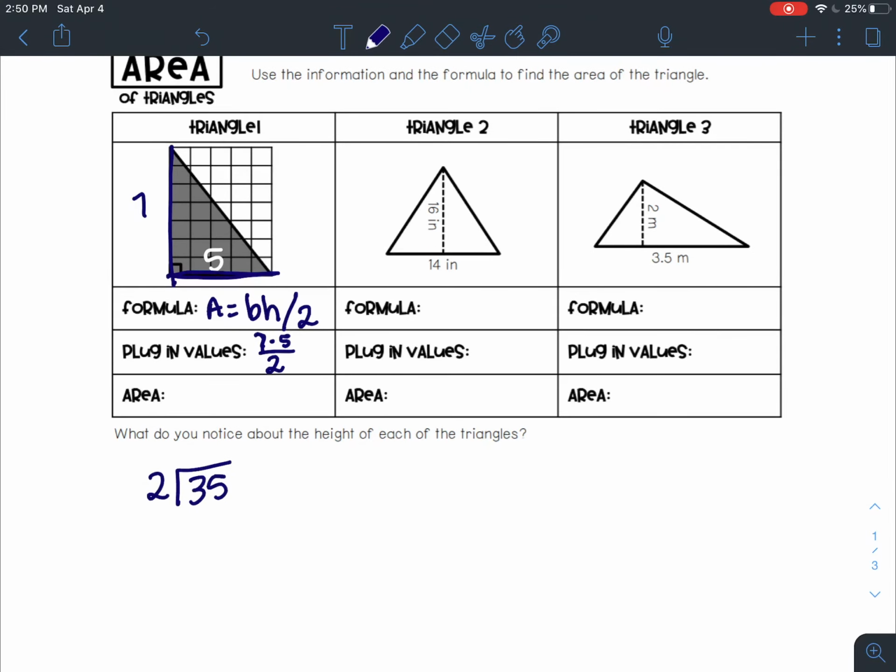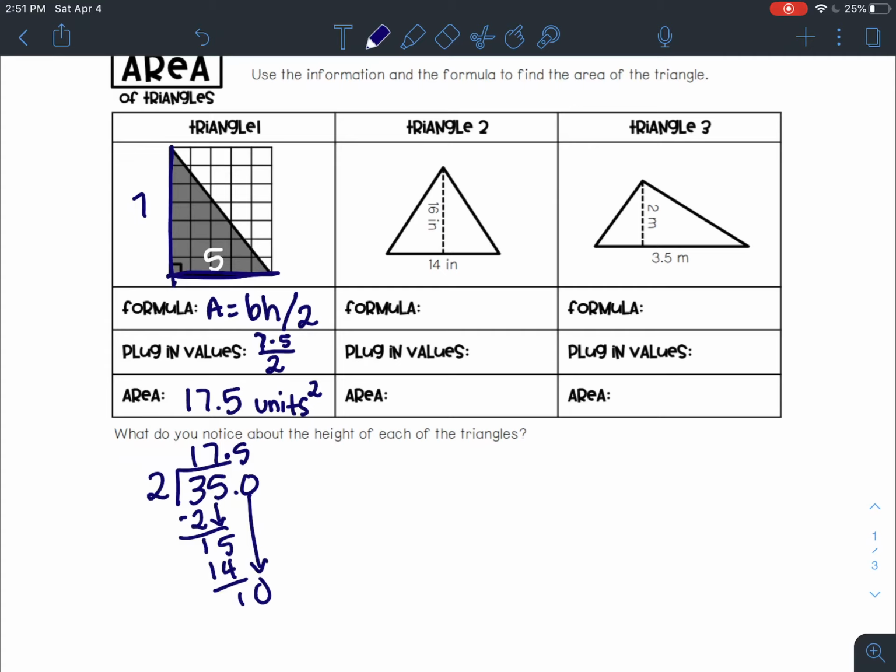2 can go into 3 one time, I get 2. 15 left over. 2 can go into 15 7 times, I get 14. And 1 left over, add a decimal 0. 2 can go into 10 now 5 times. So my area there would be 17.5 units, because I don't know if it's inches, meters, or whatever, units squared.